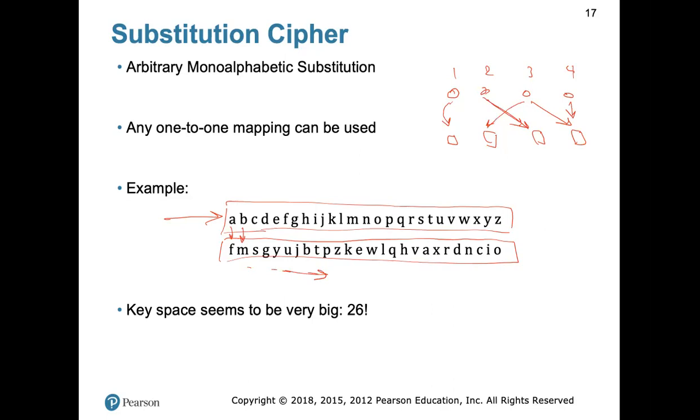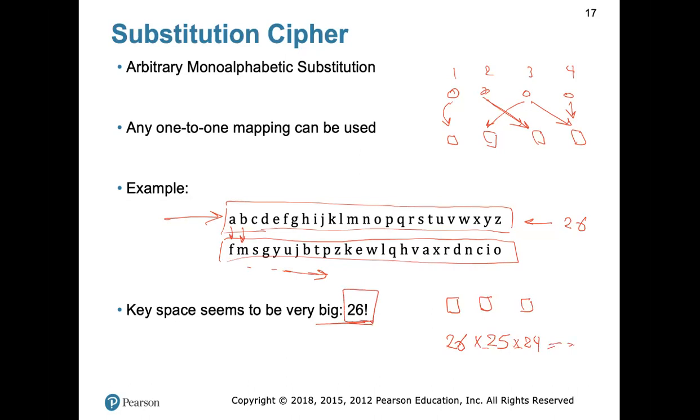In terms of key space, let's say we have a set of 26 symbols or characters. The first one has the option to be mapped to 26 different symbols. For the second one, only one of these 26 has been used and the rest can be used, so 25 options are available. For the third one, 24 options are available, and so on. If you do that, you'll get this number, which is a pretty big number.